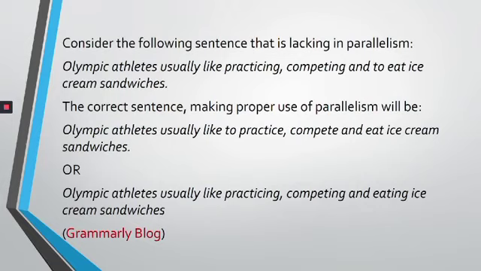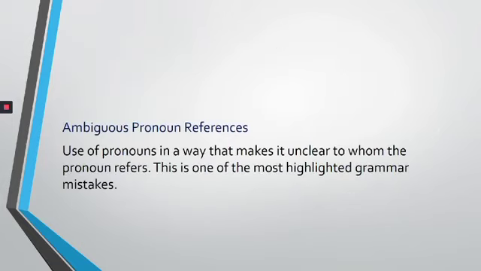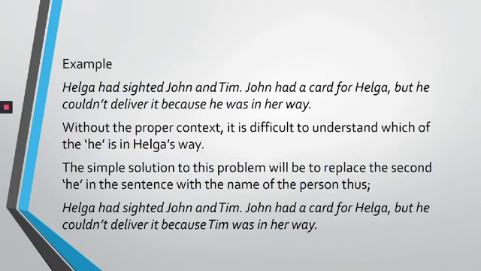Let's move on to ambiguous pronoun references. This is the use of pronouns in a way that makes it unclear to whom the pronoun refers. It's one of the most highlighted grammar mistakes. We have an example here. It says, Helga had cited John and Tim. John had a card for Helga, but he couldn't deliver it because he was in her way.